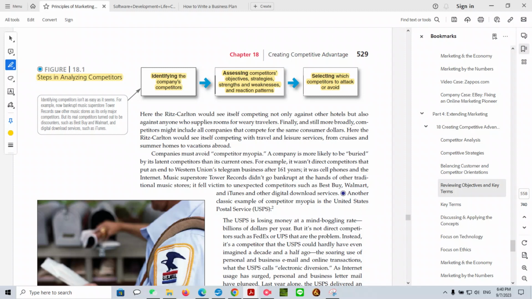When we talk about reaction patterns, we talk about what they do when their competition does something, such as reduce price, increase promotions, or whatever. How do they respond to their competitors' actions? Also, objective, what are they trying to do? Strategies, what is the general course of action they're taking? Strengths, what are they good at? Weaknesses, what are they not good at? And the third thing they need to consider is selecting which competitors to attack or avoid.